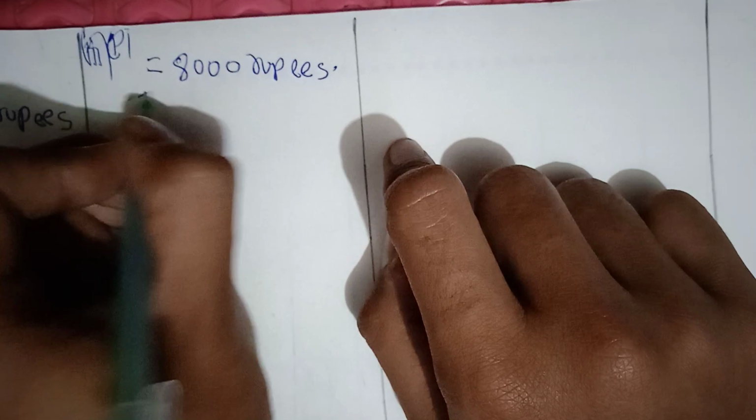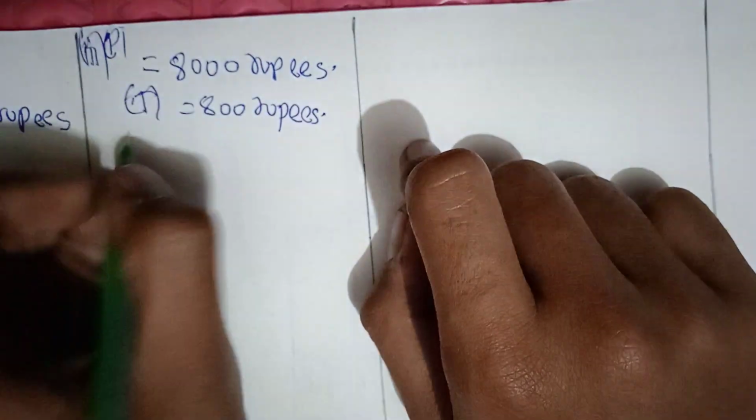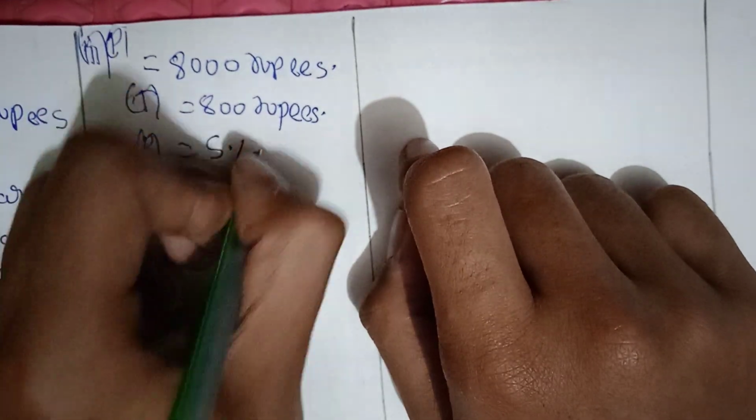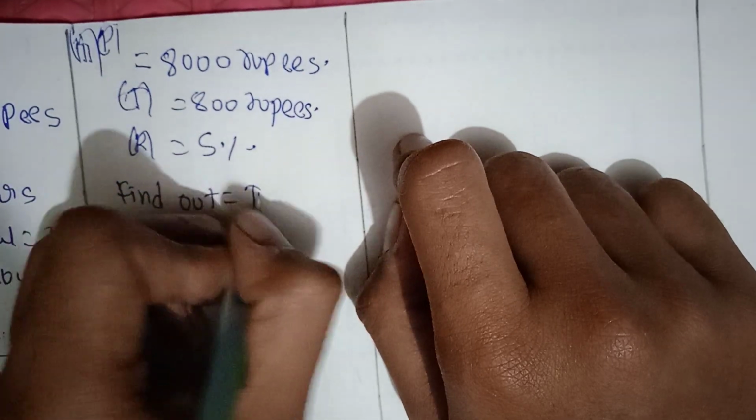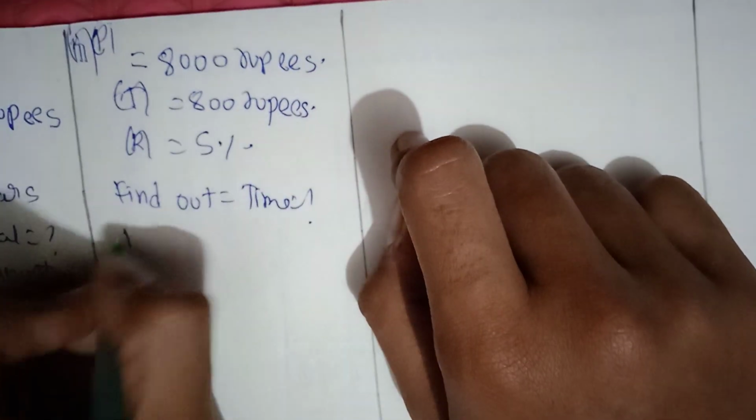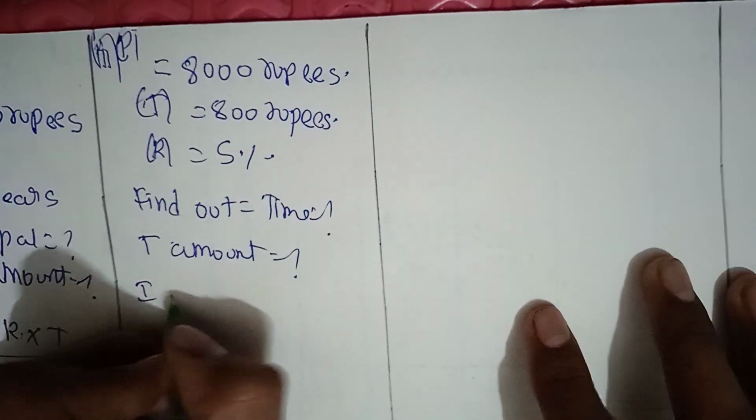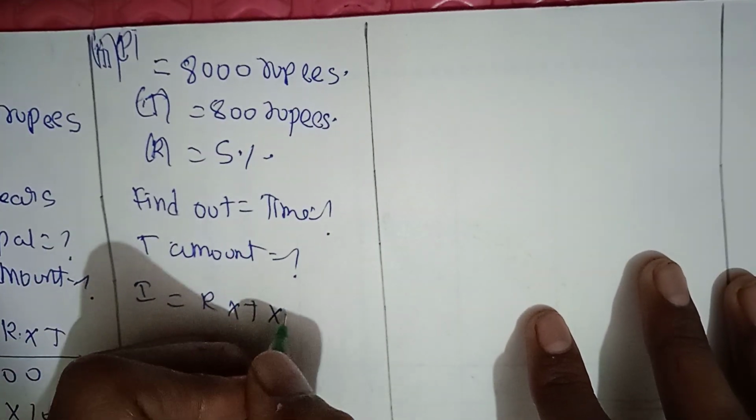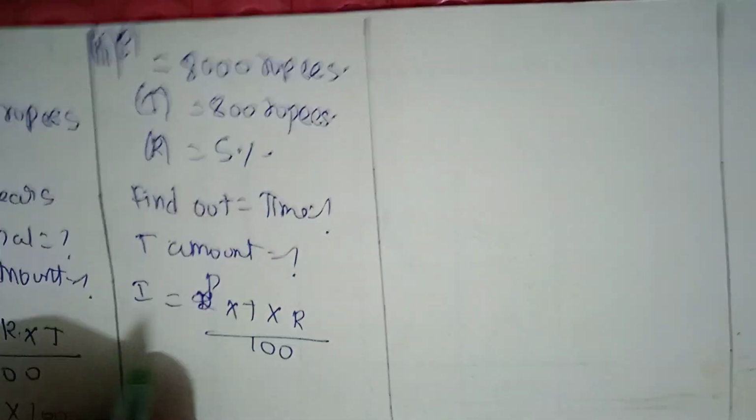So let's find. Third example, principal is equal to 8000 rupees. Total interest is given as 800 rupees. Rate of interest is given 5%. What we have to find out? Time and total amount. So interest is equal to P into T into R upon 100. So now we have to find the time.